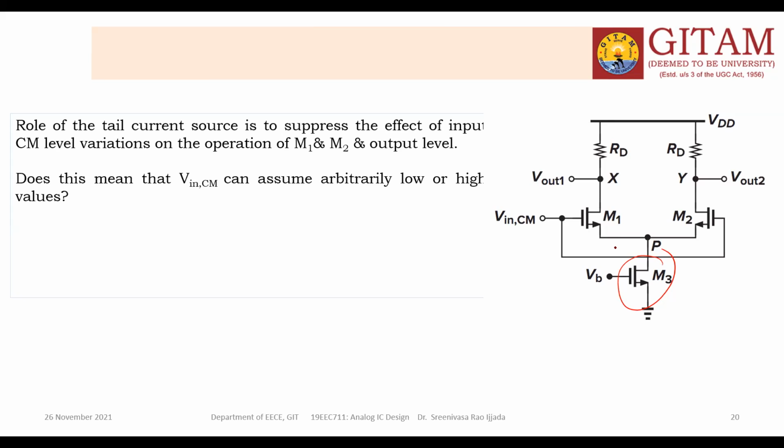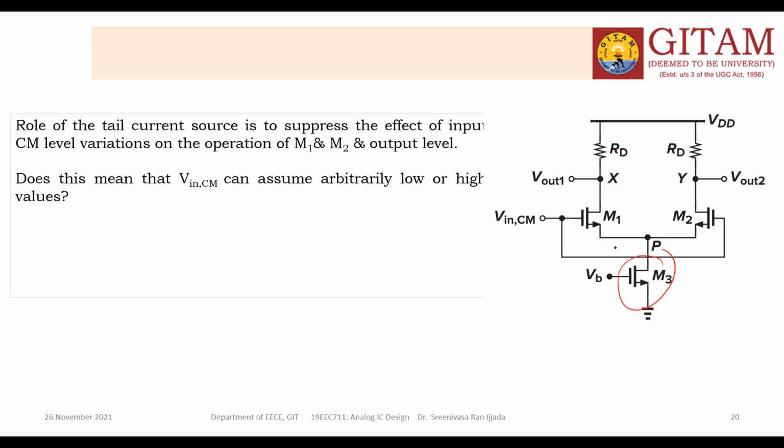I'm talking about the large signal. If the difference is more, the device goes from the linear region to the non-linear region. The difference should be neither too low nor too high.